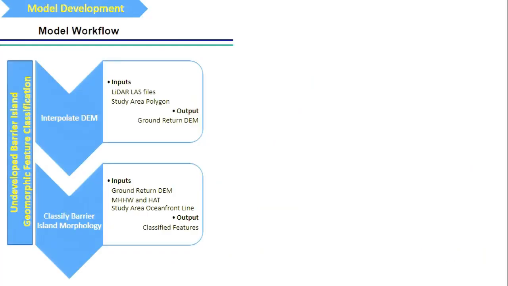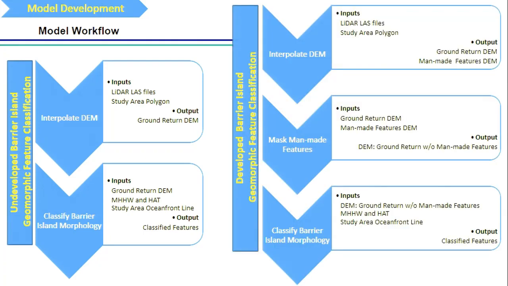So now finally to the model itself. For developed barrier islands, the model is very simple. We interpolate the DEM. The only inputs that need to go into it is the LiDAR LAS files and a study area. And then we run the model from that DEM, and the only additional inputs are tidal data and the study area oceanfront line. For a developed barrier island, we add that additional step of creating the man-made feature mask, and that allows us to generate that ground return without man-made features.